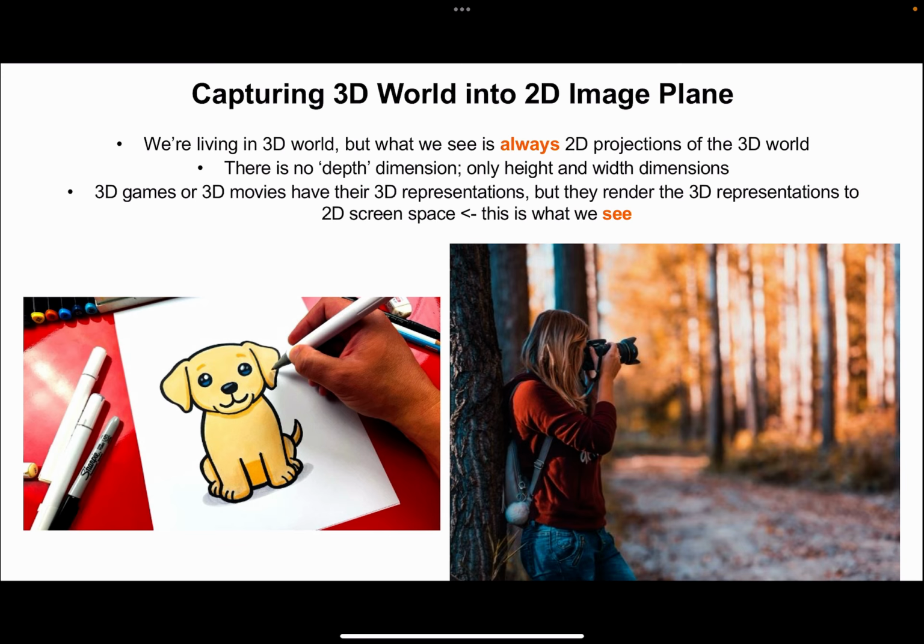So we are living in a 3D world, but what we always see is a 2D image, with no depth dimension, only height and width. As I said, when I was a student, I was really confused. I mean, video games or movies are called 3D games or 3D movies, but the professor said what we see is 2D, so there's a discrepancy.